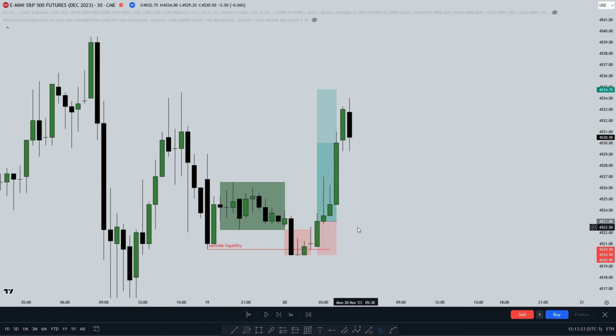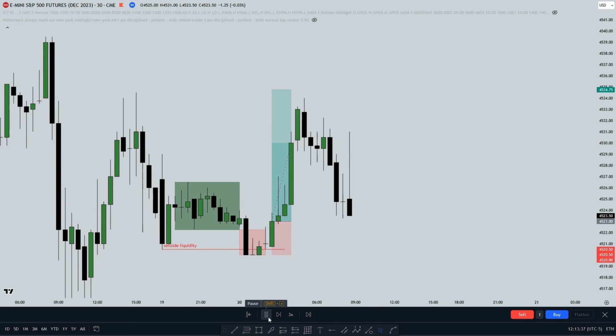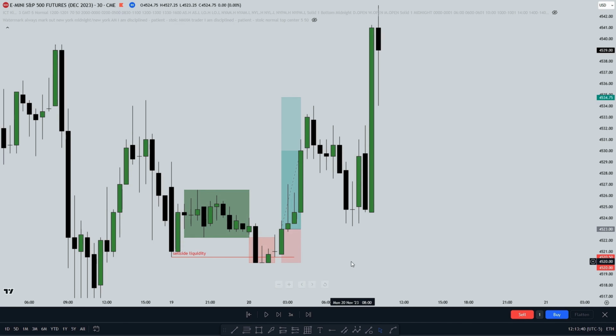A trade entry would probably look something like this. And your entry would be right when we close back into the original consolidation, and your target would be the buy side liquidity. And right here we take out the buy side liquidity.